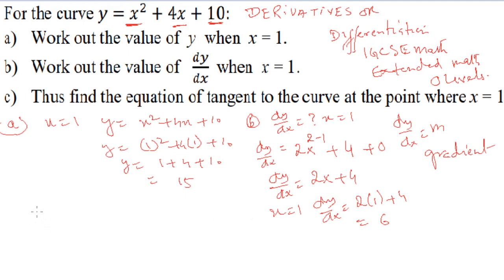Now part C. I'm doing part C here. Part C says, find the equation of the tangent to the curve at the point where x is equal to 1. So see here, I'm just making a rough sketch, which is not the exact sketch of this function. If x is 1 here, what is the value of y? To get the value of y, we substitute the value of x as 1 here, so we got 15. So that is a point.